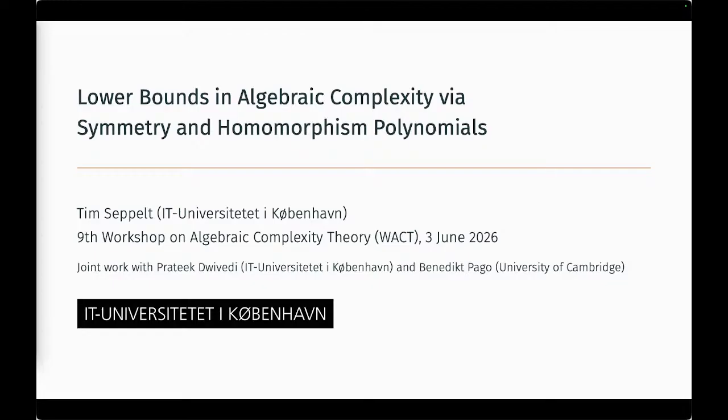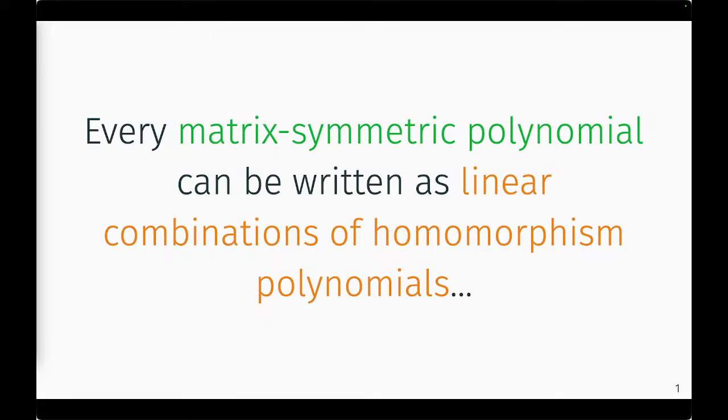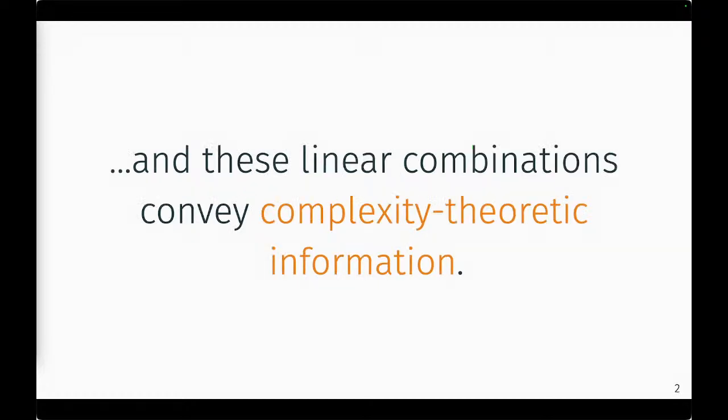So here are my 2 slides of statements that I'd like to convey. First of all, this is the trivial part of the statement. Every matrix symmetric polynomial can be written as a linear combination of homomorphism polynomials. I guess that's something you can convince yourself of. And the second part is that these linear combinations actually convey complexity theoretic information. So this is sort of the bottom line of my talk, and I'm now going to make this precise in the next 25 minutes or so.